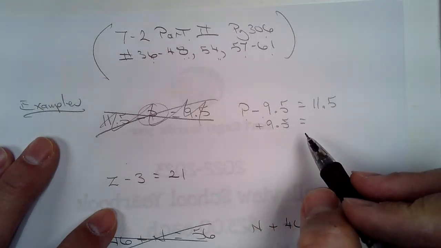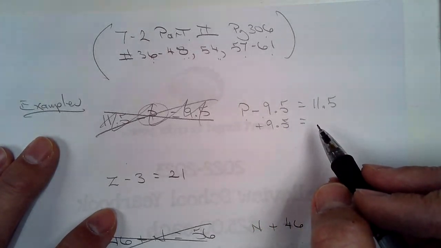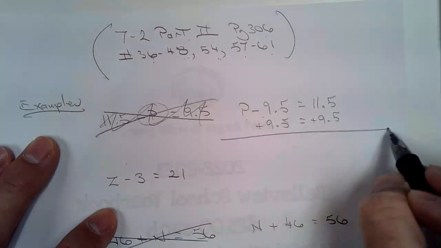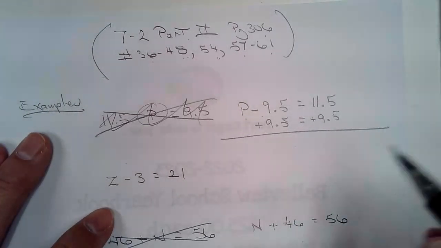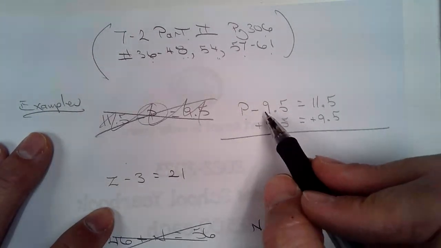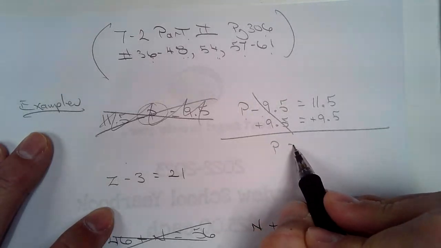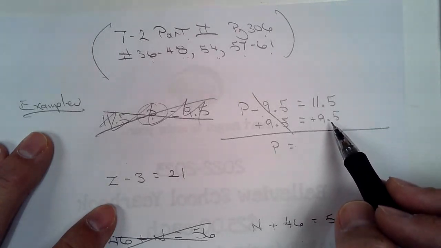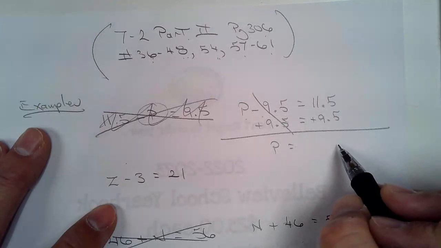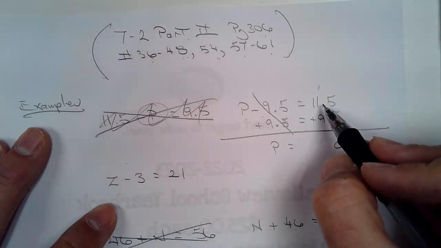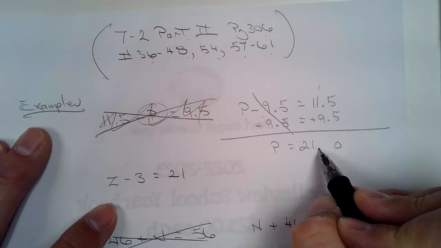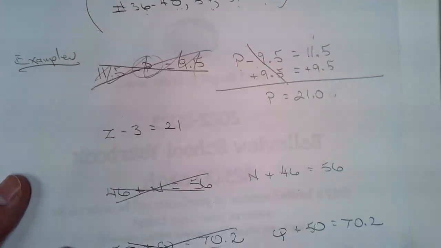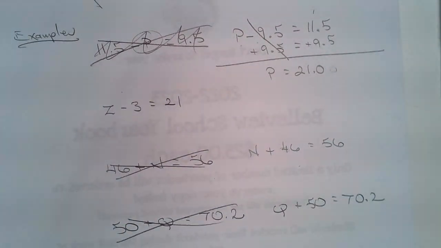Whatever you do on one side of the equation, you do on the other. So I'm going to add 9.5. We went over this at length yesterday, but again, the video didn't record. So they cancel out. We're left with P equals, and then we need to add 11.5 and 9.5. 0.5 and 0.5, zero, carry the one, that's 12. So it's going to be 21.0, or if somebody just put 21, that's fine. So we've solved for that. Put up 50 points there, and I should pull sticks.